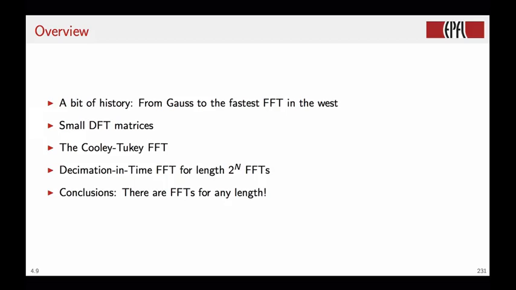Then we'll look at small examples just to get a feeling of what is going on with these matrix vector multiplications that can be sped up by the fast Fourier transform, or FFT, algorithm. And we present the most famous case, which is the Cooley-Tukey FFT. We do one example in great detail, which is the so-called decimation in time FFT for lengths 2 to the n fast Fourier transforms. And we conclude.